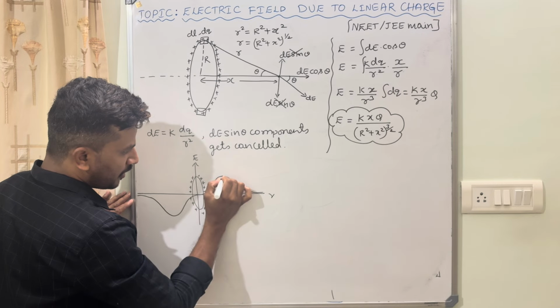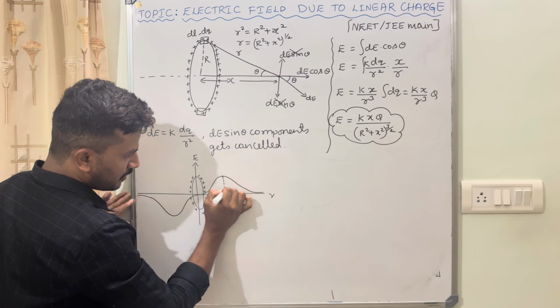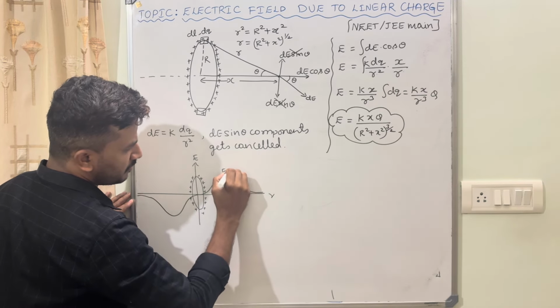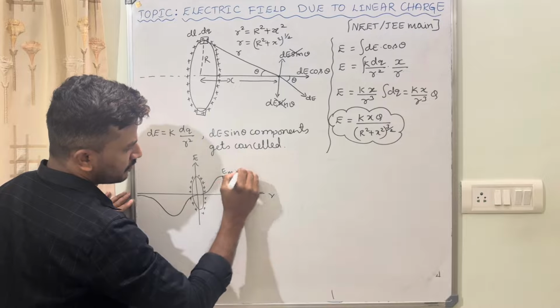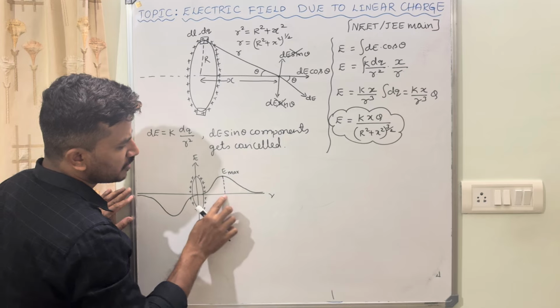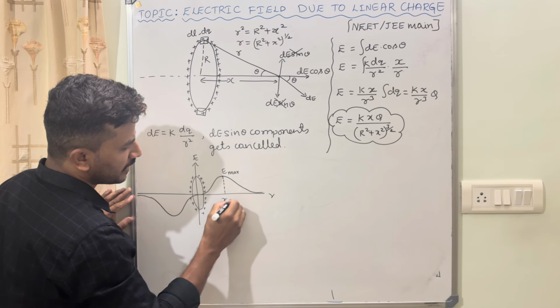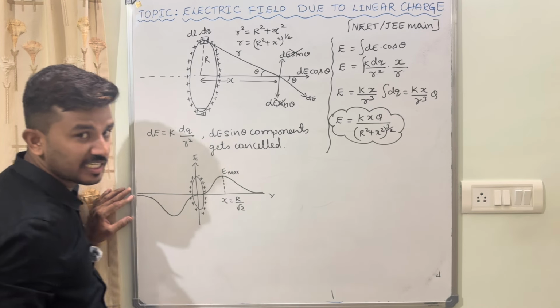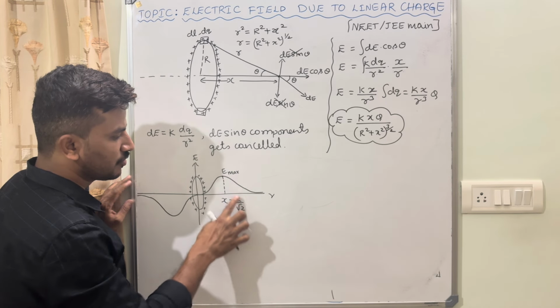So this is the point where you can see at a distance x, the electric field is maximum. So at which distance is the electric field maximum? x is equal to R by root 2. This is very, very important for JEE Mains and NEET.